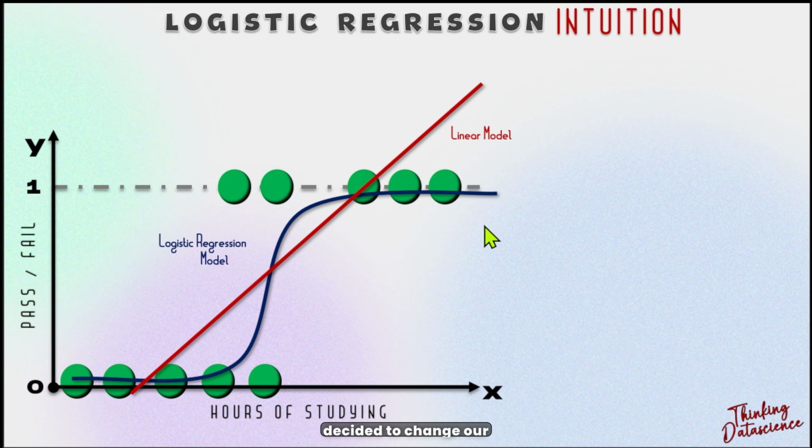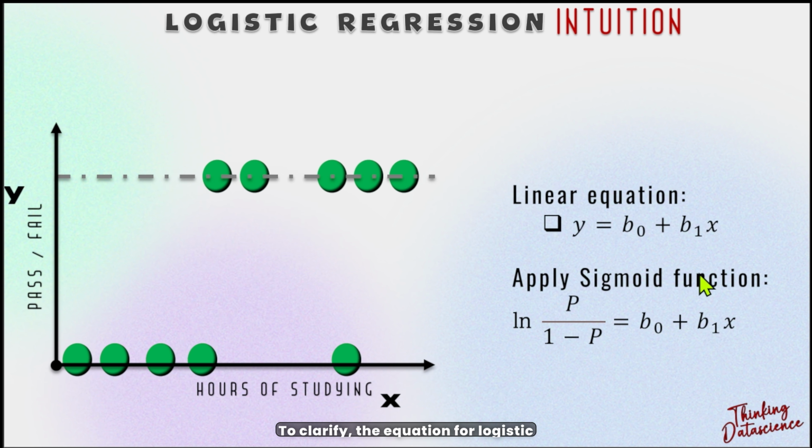So we decided to change our function in such a way that it looks like the desired shape. By doing this, we'll be able to explain our problem more effectively and accurately. To clarify, the equation for logistic regression differs from the one we have previously seen. Instead of y, there is a logarithm on the left and the same part as before on the right. The crucial value here is p, which represents the probability.